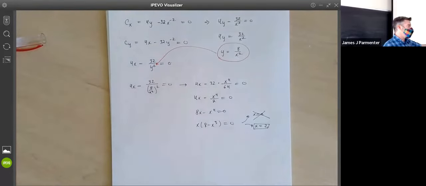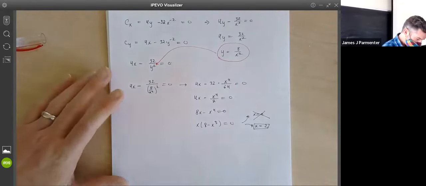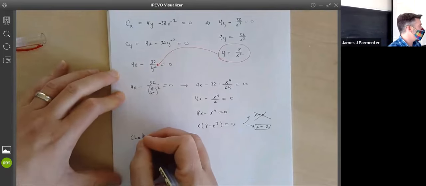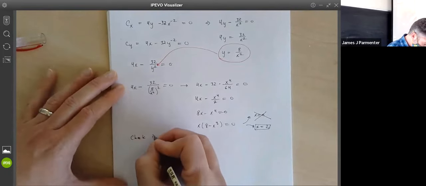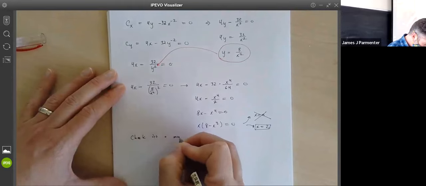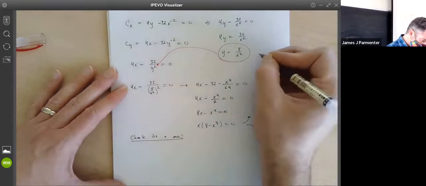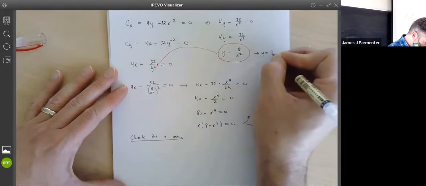So now we have to do two things. Thing one, we need to check to make sure this actually gives us what we want. I don't necessarily know just by doing it that I'm going to have a maximum or minimum. I actually have to check. So we're going to check that it's a, well, I'm trying to minimize it, right? Check that it's a minimum. And I suppose I should also find the y value. So if x equals 2, y is going to equal 8 over 4, which is also 2.